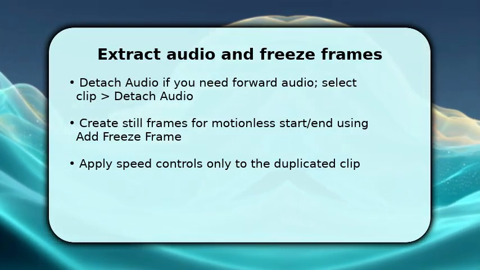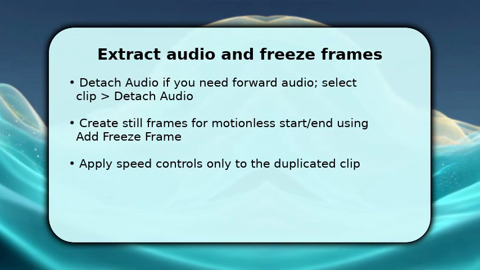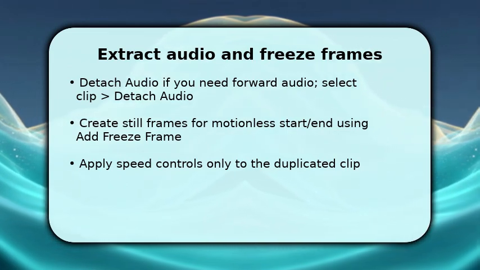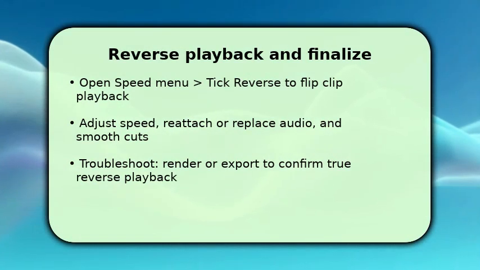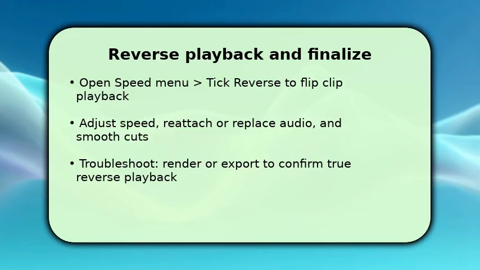Now apply the reversal itself. With the prepared duplicate selected, open the speed menu and tick reverse to flip playback direction. You can now fine-tune speed or use custom values to match timing.